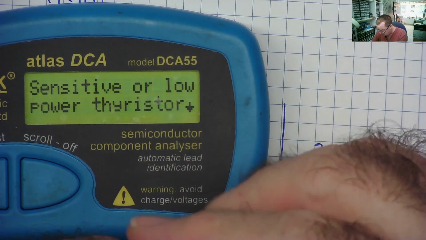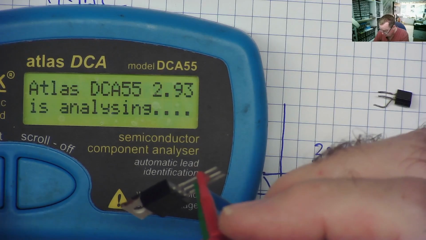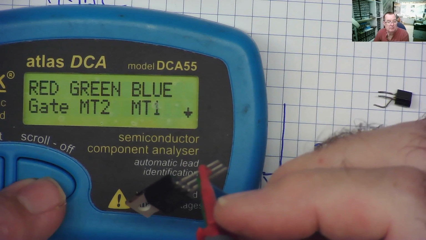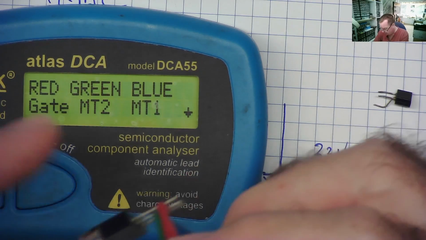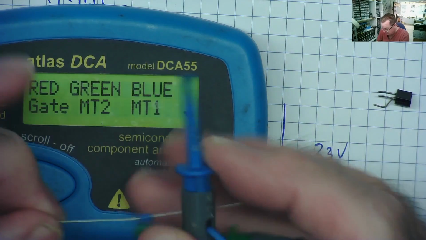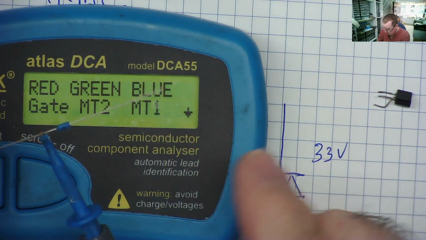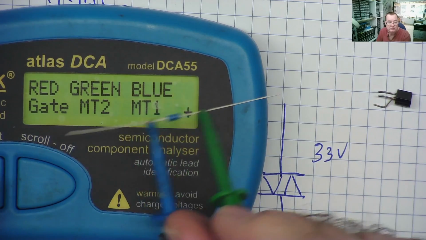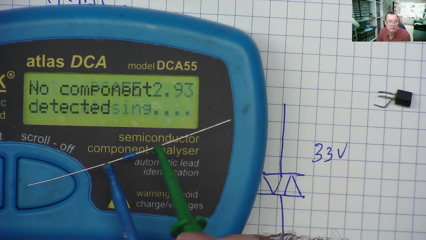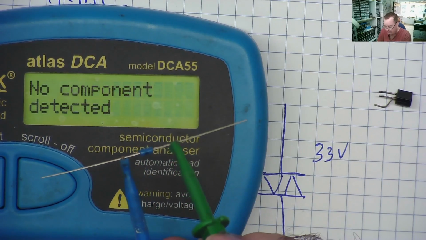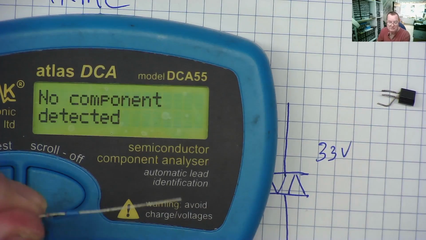Let's have a look at the triac as well while we're here. Sensitive or low power triac. So you can see it's calling them gate, MT1 and MT2 there. We can test those. How about the diac? So we'll connect this to the analyzer, two wires, any two, and we'll try. And it's just saying there's nothing there. I do need to change the battery in this. That's not why it's saying there's nothing there.